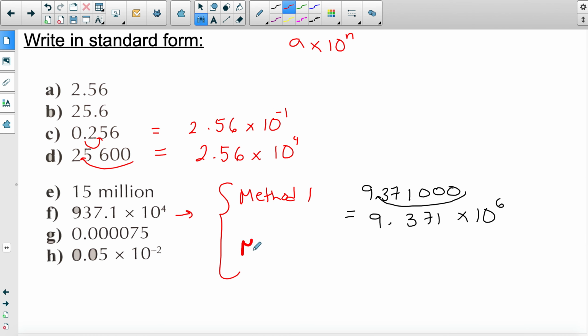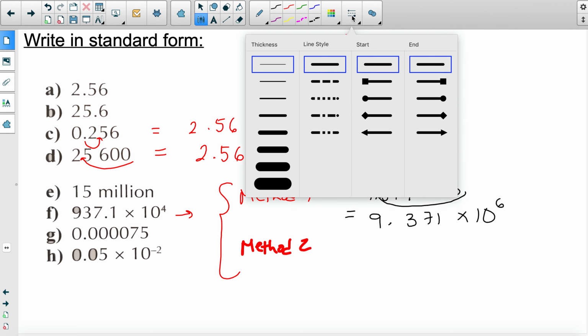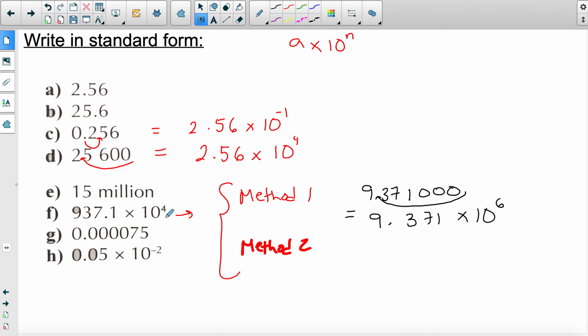Method 2, which is a quicker method, and I would recommend using it as soon as you actually understand the fundamentals of standard form. Well, if you're moving it 2 spaces to the right, that's all you need to do. You're basically 9.371 times 10 to, it was 10 to the power of 4, and now you just moved the 2 decimal places to the right, so you're actually multiplying by 2.